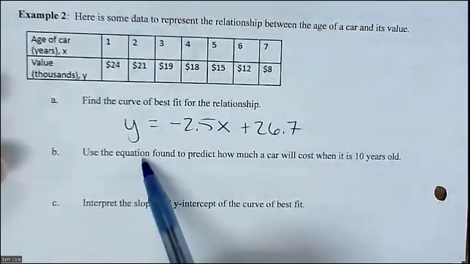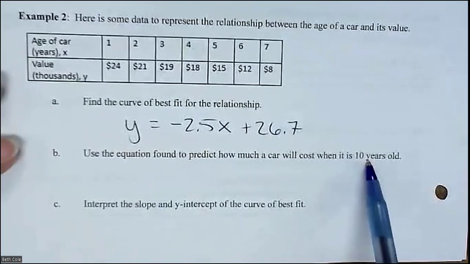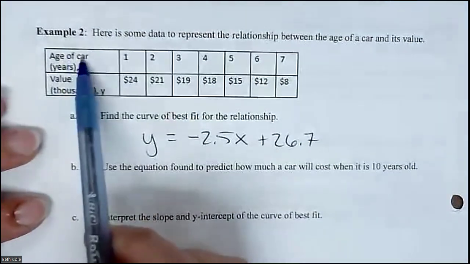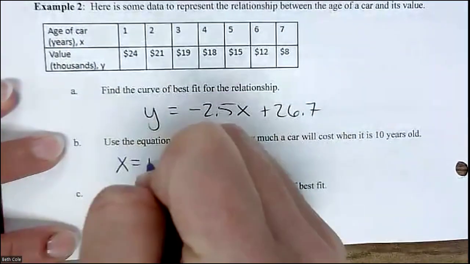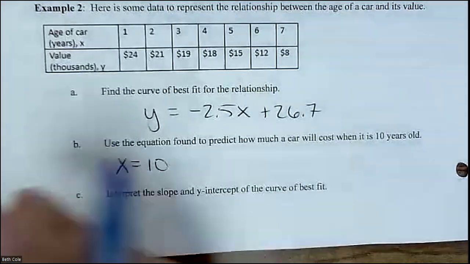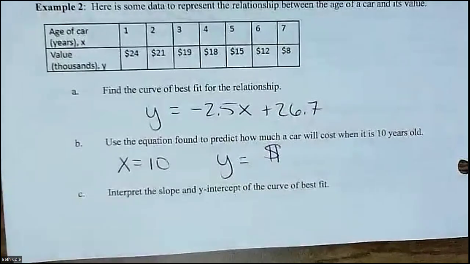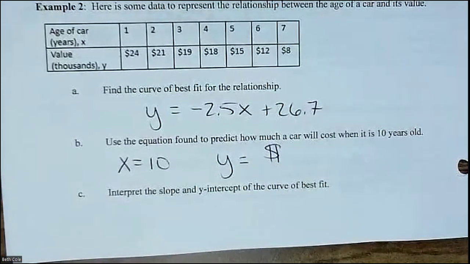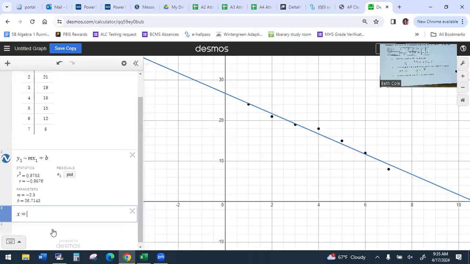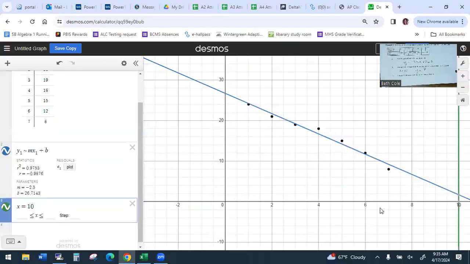Now it says, use the equation to predict how much the car will cost when it's 10 years old. Years is the age of the car, that's X. Typically they give you X. So I'm going to plug in X equals 10. We're going to find Y, which is going to be in dollars. What are we expecting it to be, more or less? Less, good.